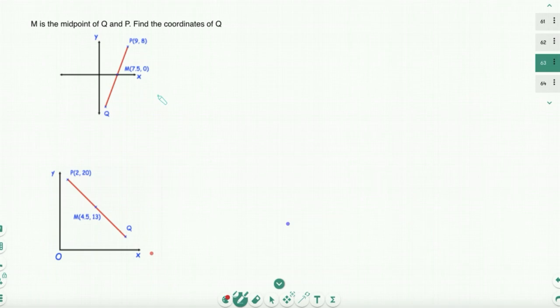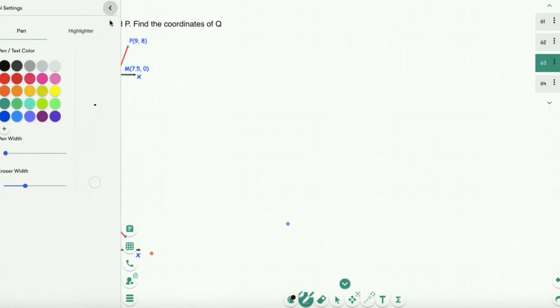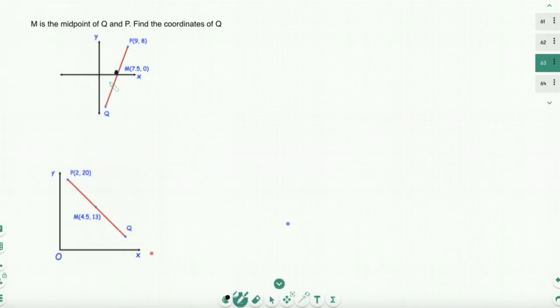M is the midpoint of QP. Find the coordinates of Q. So coordinate M is the midpoint of Q and P. Find Q. All right. So this time it looks like we have the midpoint, and we know one side of the midpoint. We've got to find the other side of the midpoint.